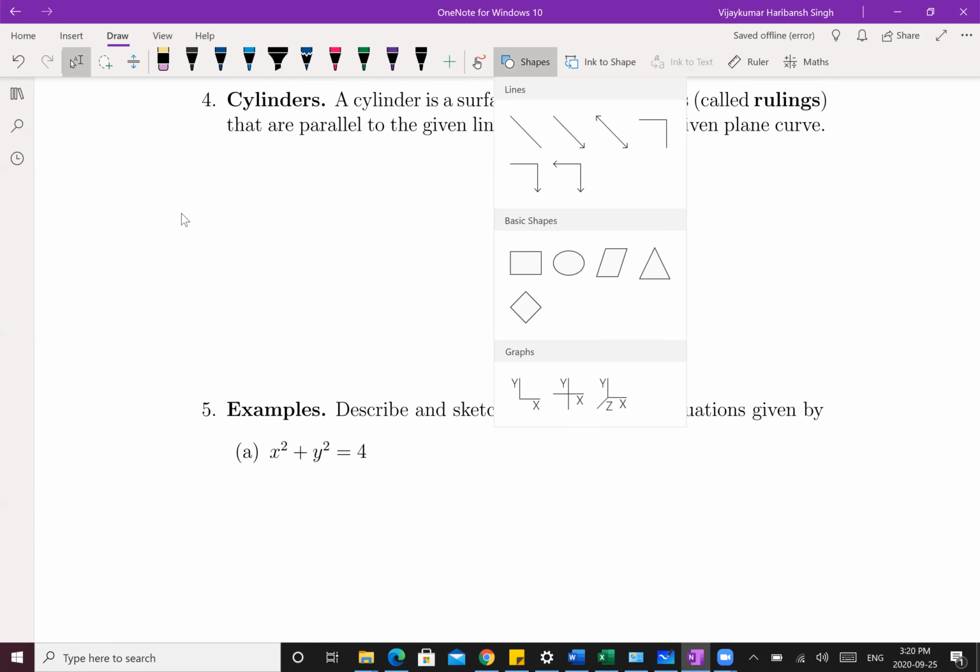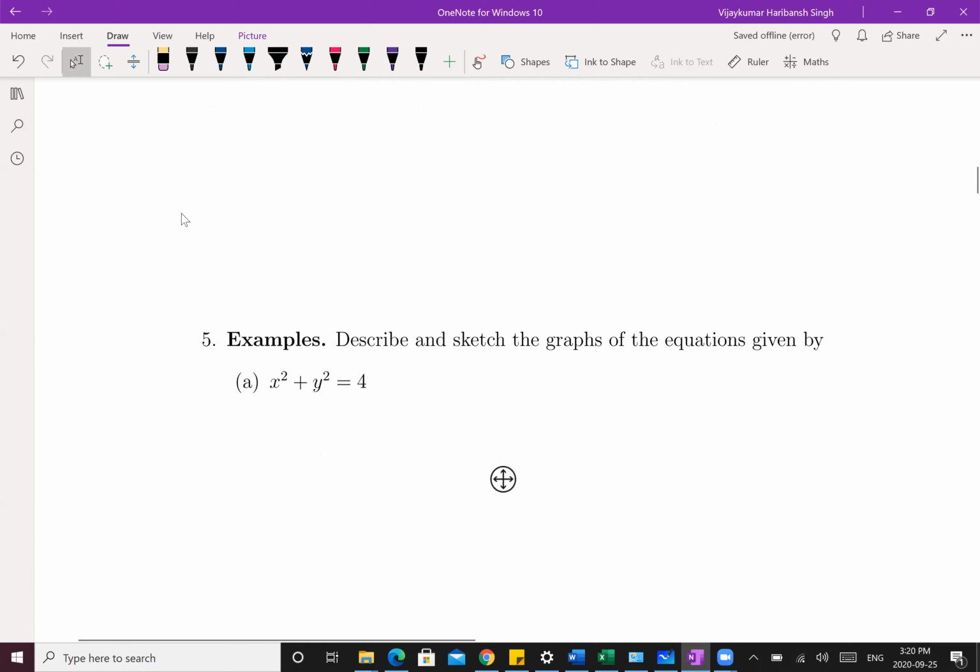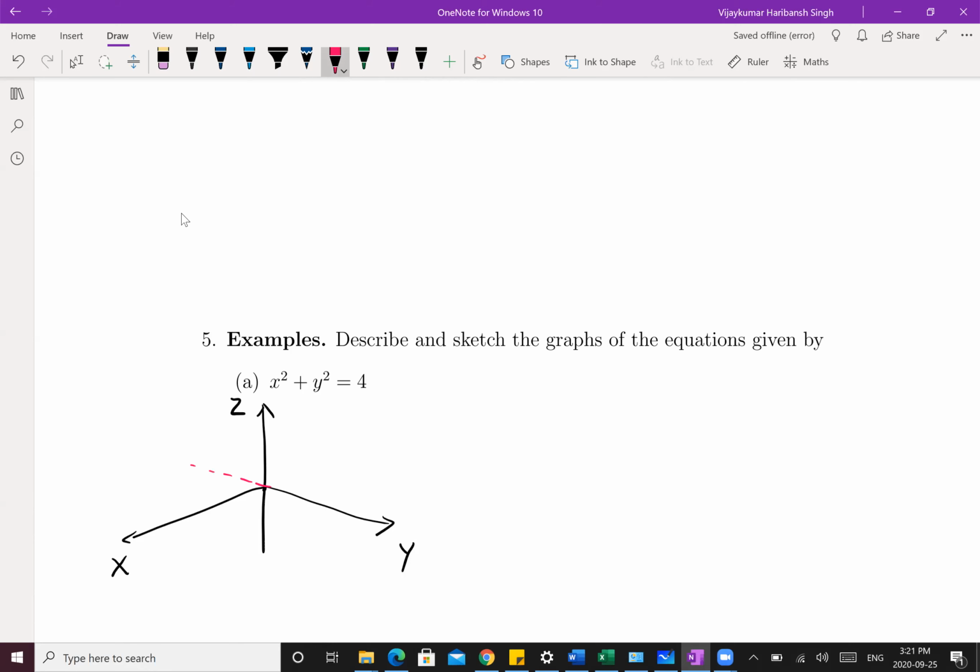So let's look at an example of a cylinder. This is x, this is y, this is z. Consider the cylinder x squared plus y squared equals 4. If you look at that, that's going to be a circle in the xy plane to start with, and then we can extend it.